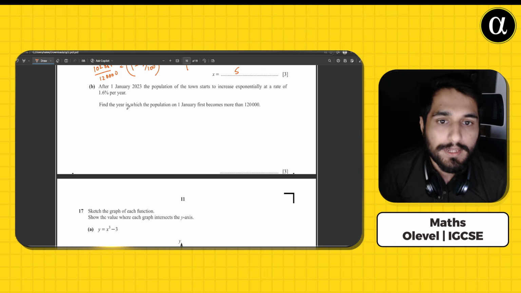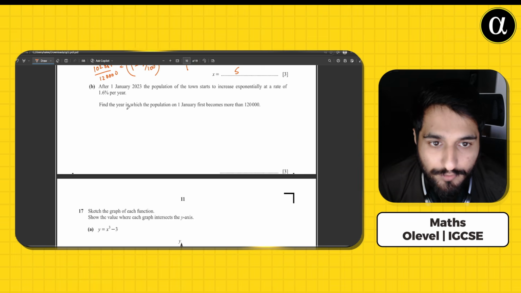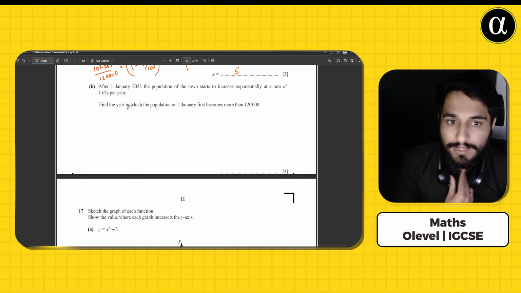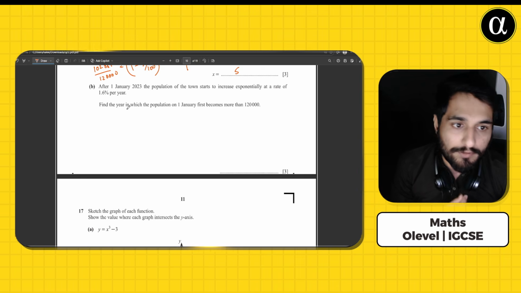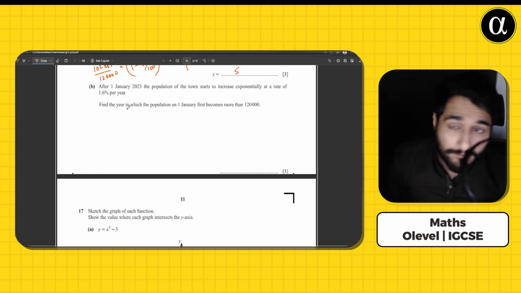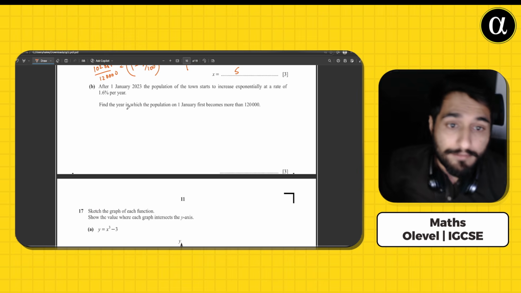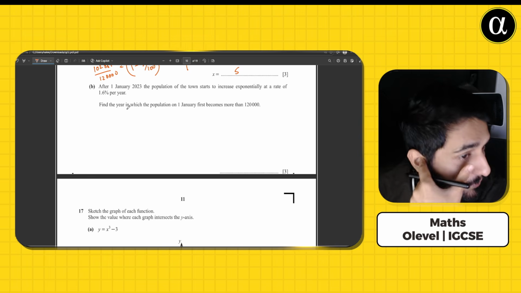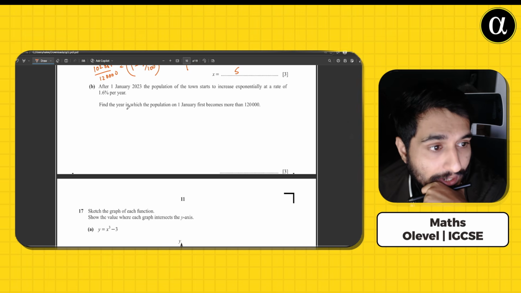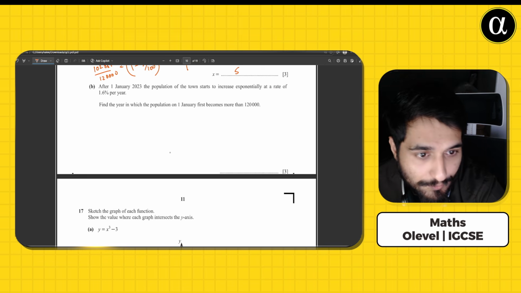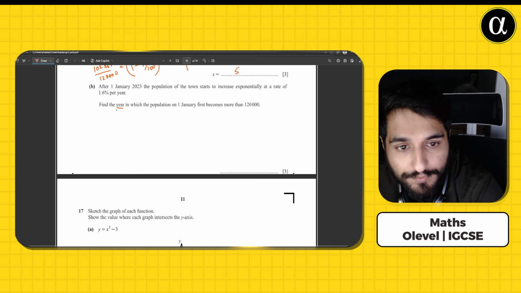Now part B. Part B says after 1st January 2023, the population of the town starts to increase exponentially at a rate of 1.6% per year. Find the year in which the population on January 1st becomes more than 120,000, right? Now, it increases exponentially, and then we need to find what? We need to find the time basically.